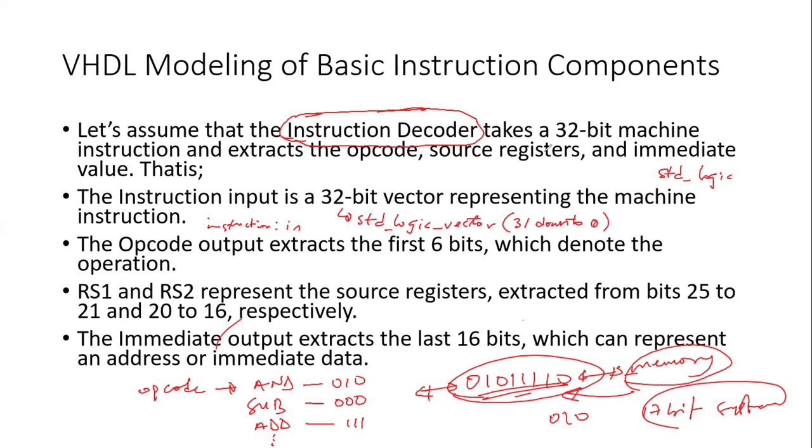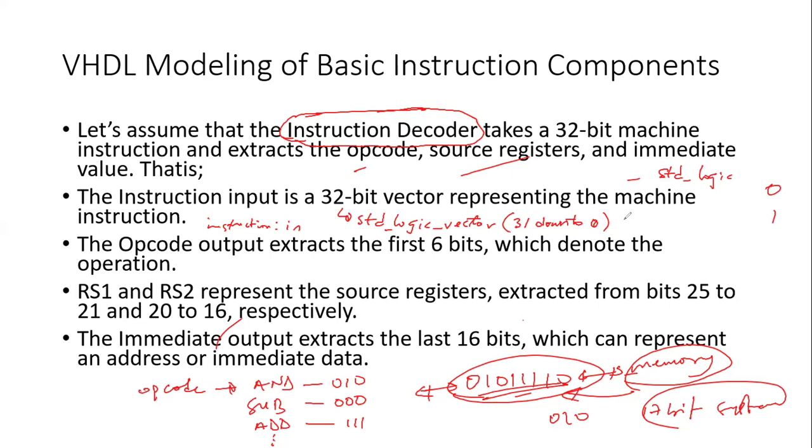For this 32-bit machine instruction, we want to extract the opcode. Some bits from this 32 will go for the opcode, some bits will go for the registers, and some bits will go for the immediate values. So the instruction input is a 32-bit vector, because since it's not just a 0 or 1, we cannot assign it to the simple standard logic.